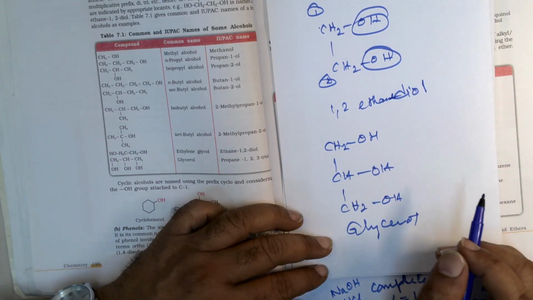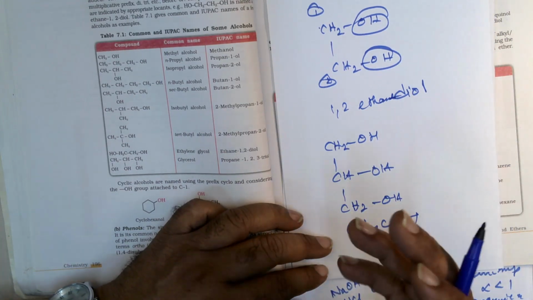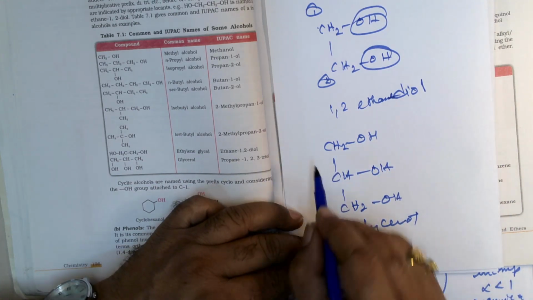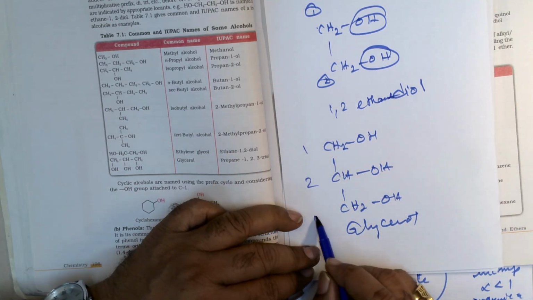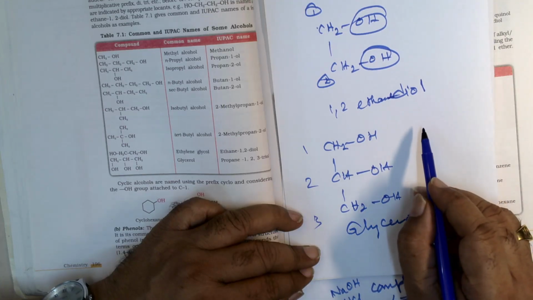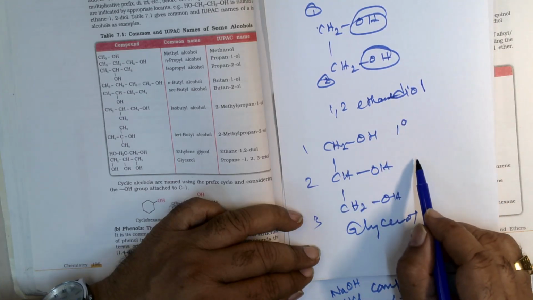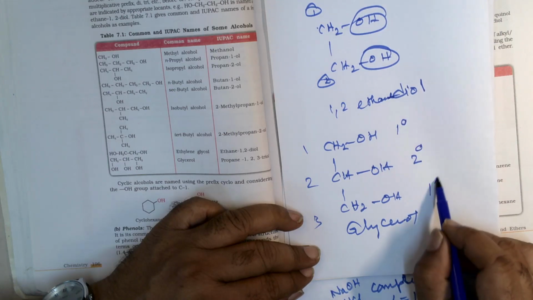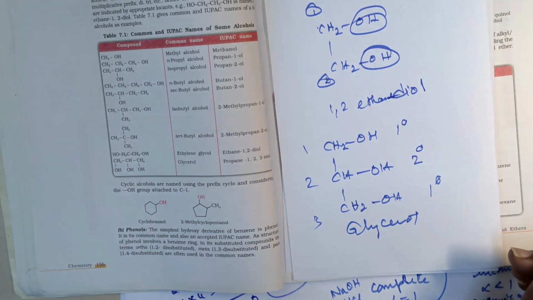Now, can you identify the type of hydroxyl group, alcohol: primary, secondary, tertiary? What about the first? This is first carbon atom, second carbon atom, third carbon atom. First one primary, second one secondary, primary. That's it. Okay, very good.